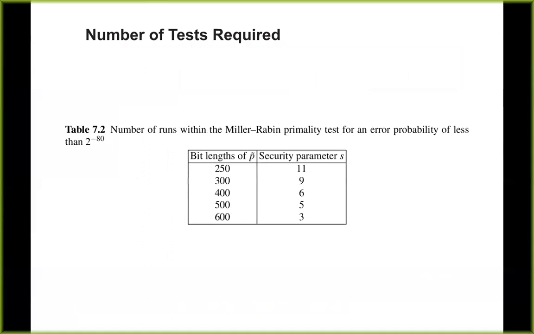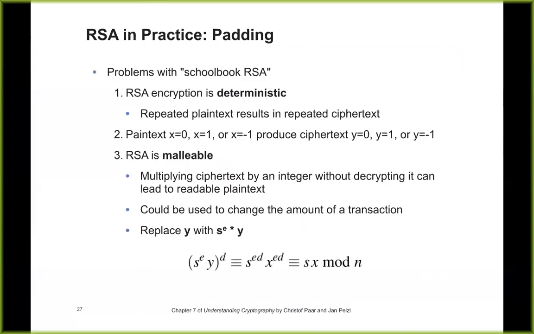Maybe up and late around 600, 3 or 5 cycles of that is good enough. So from the looks of this, I guess the test becomes more accurate for longer numbers. Anyway, that's the game. You guess numbers. All right. So that's RSA.